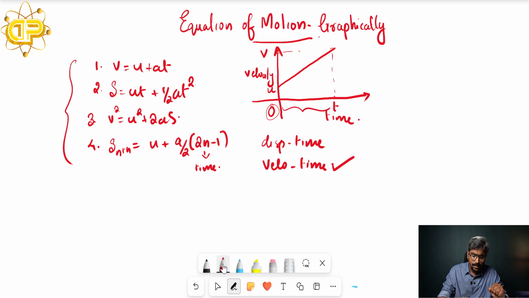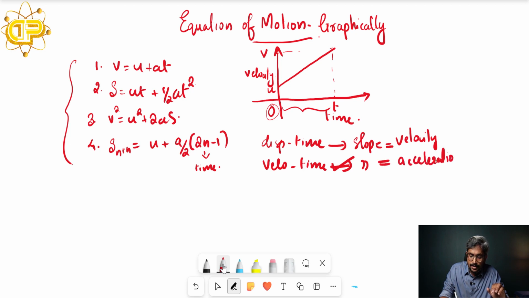The next basic ideas we get out of a graph are that in a displacement time graph, the slope of the graph will give you the velocity, whereas in a velocity time graph, the slope of the graph will give you the acceleration. And in a velocity time graph, one more piece of information you get is that the area under the graph will give you the displacement covered by the object.